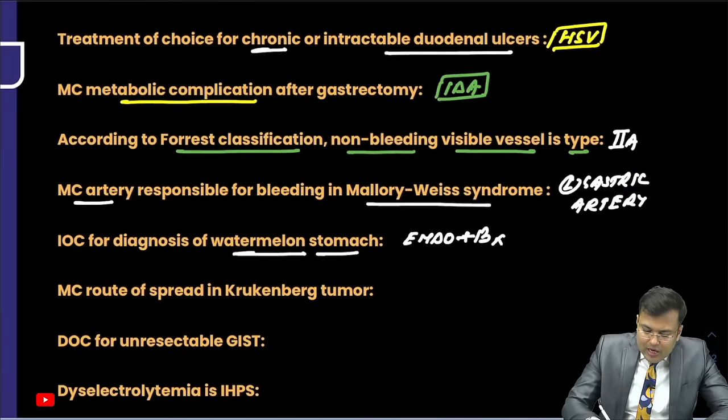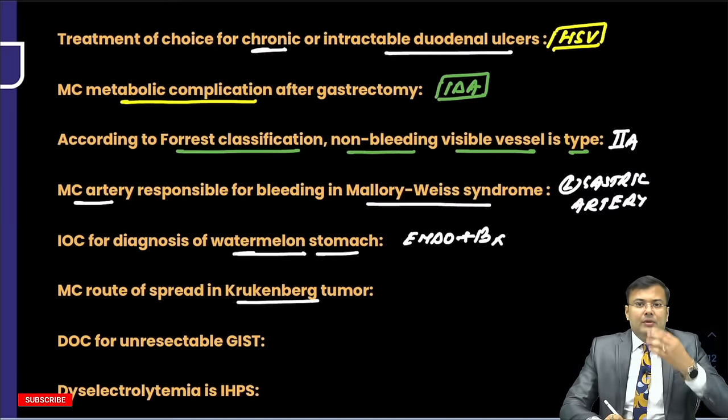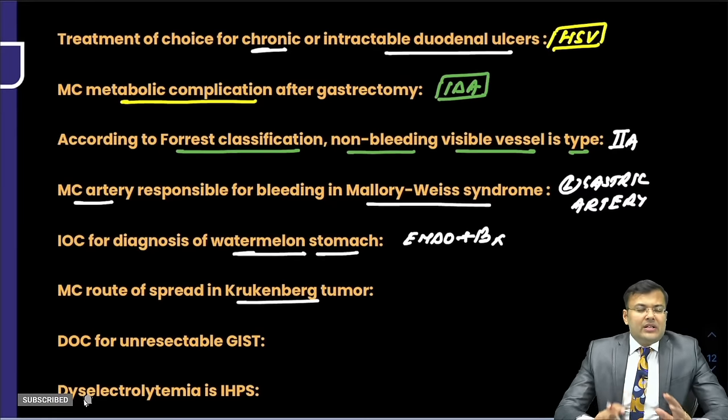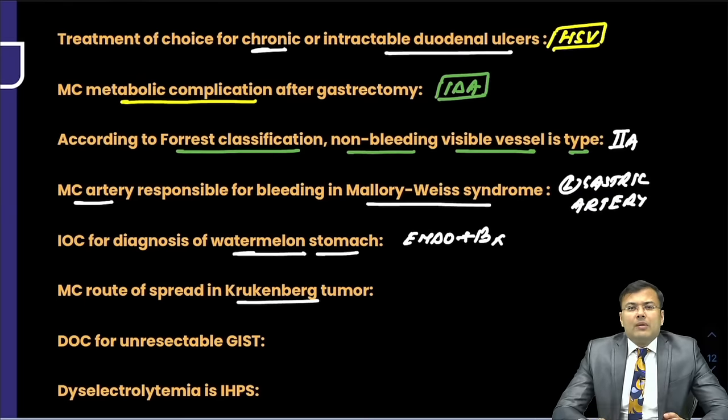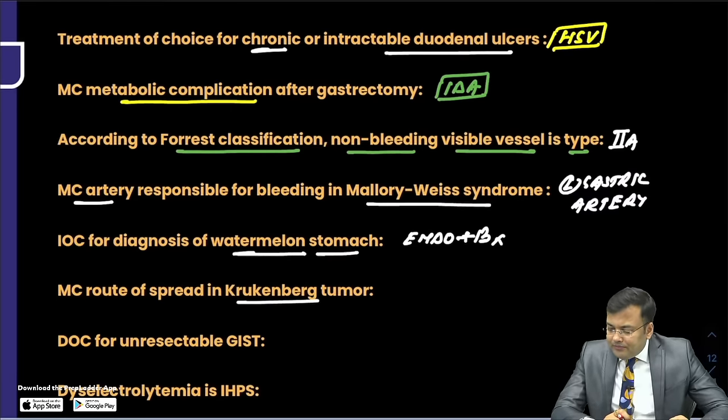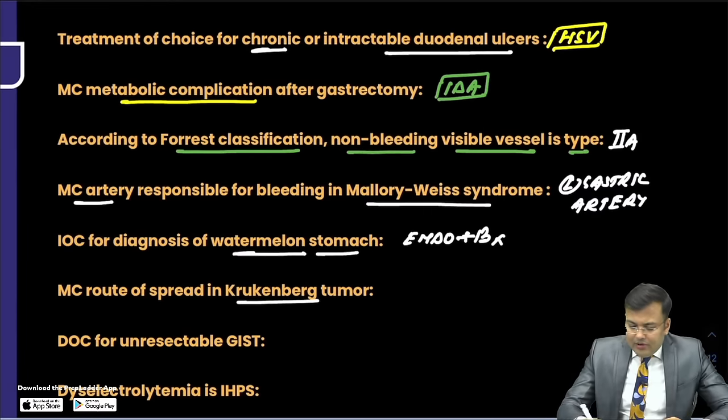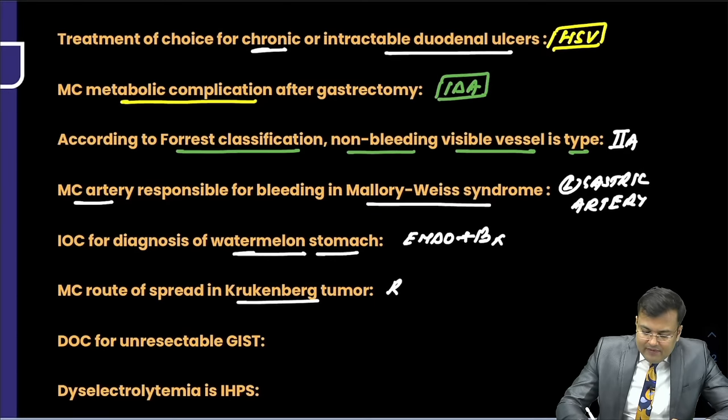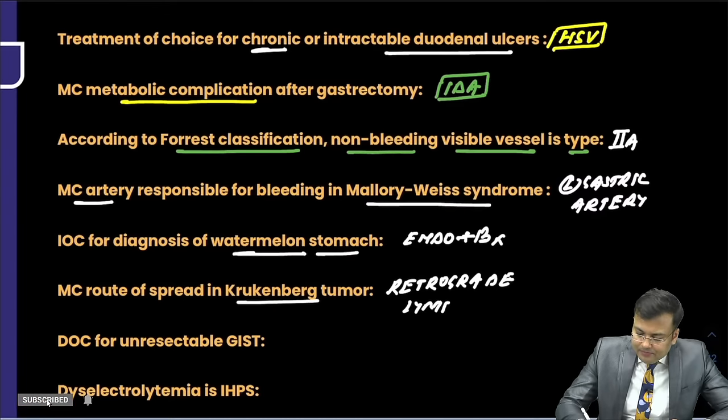Next, most common route of spread in Krukenberg tumor. Tell me, is it transcoelomic or retrograde lymphatic? Not hematogenous. Very good. It is retrograde lymphatic. Initially, it was said that it is transcoelomic, but nowadays, it is said that it is retrograde lymphatic spread.